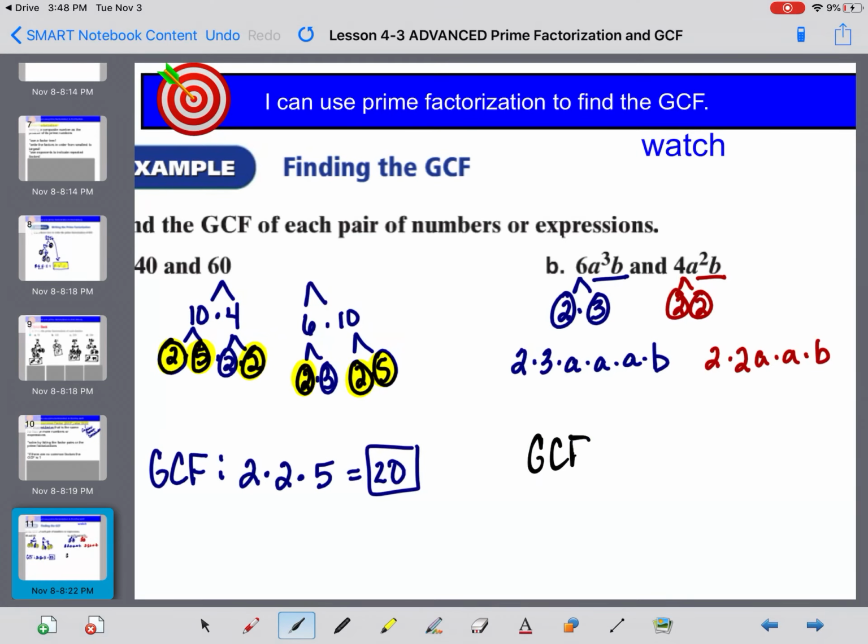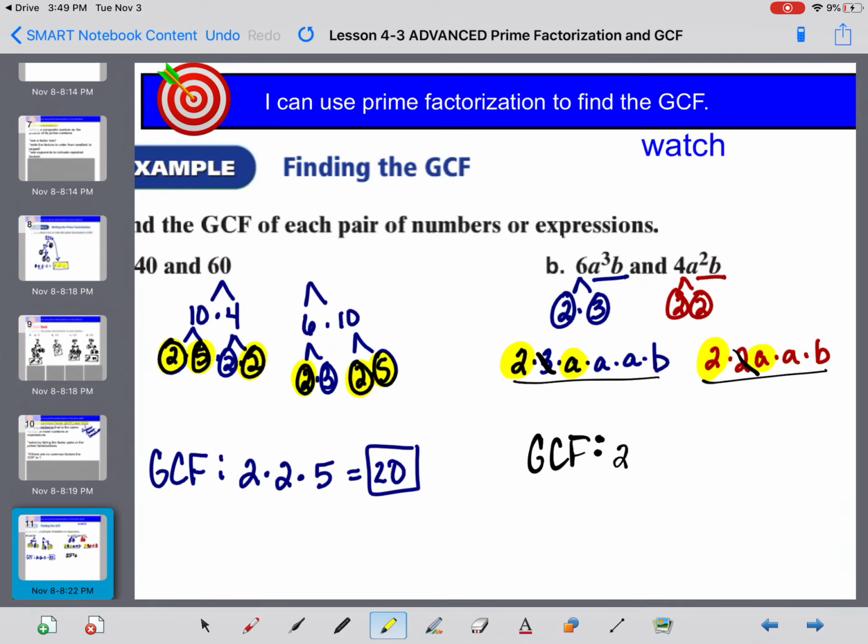Now, to write the greatest common factor, I look at these numbers and I pick out what's in common in the blue list and in the red list. I'm going to highlight what's in common. I see a 2 is in both lists. So I'm going to write down a 2. I see there's a 3 in the left blue numbers, but there isn't one in the right. So that one is not in common. I see there's a 2 in the right, but not 2 2s in the left. So that's not in common.